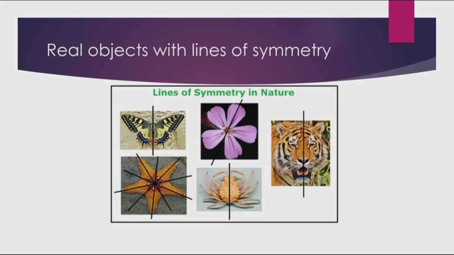So let's look back at the screen. Do all the objects have a vertical line of symmetry? No. Very good. Do they all have a horizontal line of symmetry? No. Do they all have a diagonal line of symmetry? No. Do they all have only one line of symmetry? No. So you can see different objects, depending on their shape, will have different types of lines of symmetry. And some of them may have more than one line of symmetry.